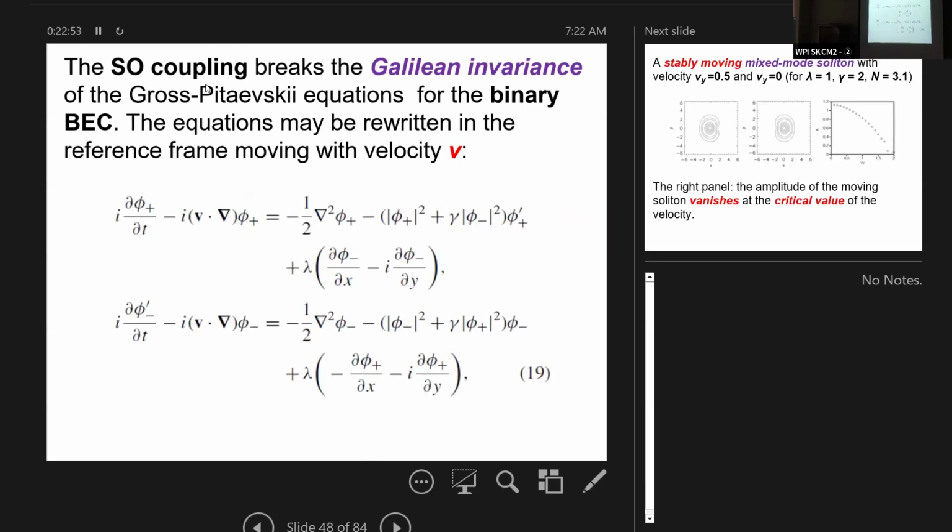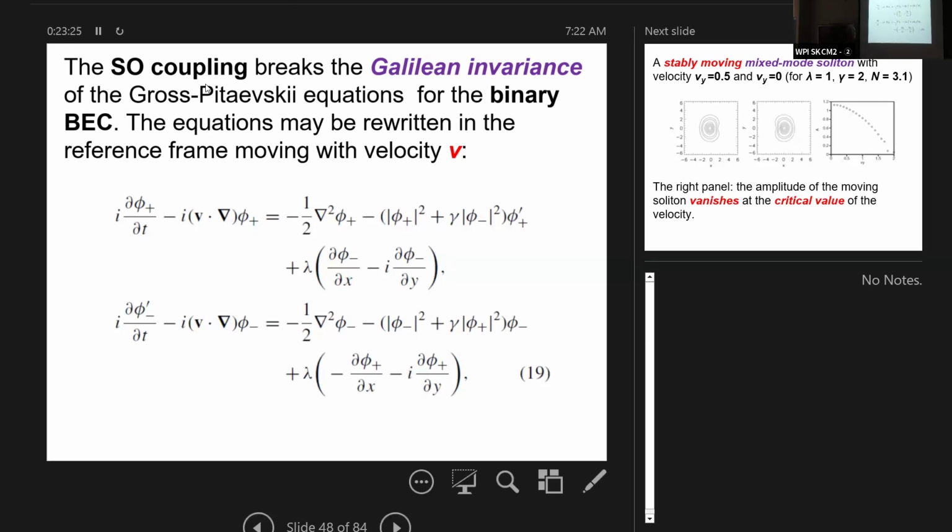Then another question about the solitons. What about their mobility? If we have the usual nonlinear Schrodinger equation, we have the obvious property of the Galilean invariance, which means that if we have a quiescent soliton with zero velocity, we can immediately construct a moving soliton with an arbitrary velocity. When we have the spin-orbit coupling, the spin-orbit coupling terms obviously break the Galilean invariance. So this property is no longer valid. And then there is a question if we can nevertheless have moving solitons.